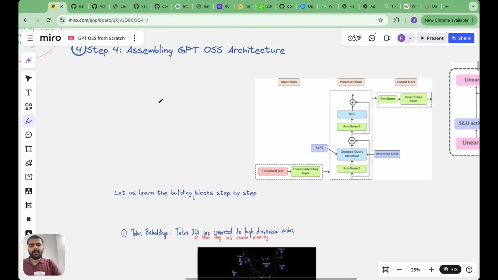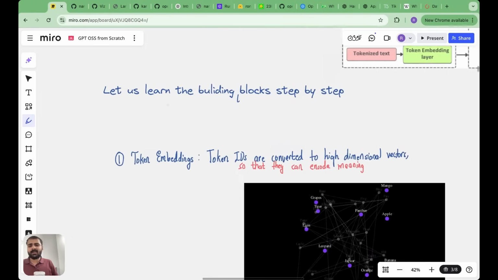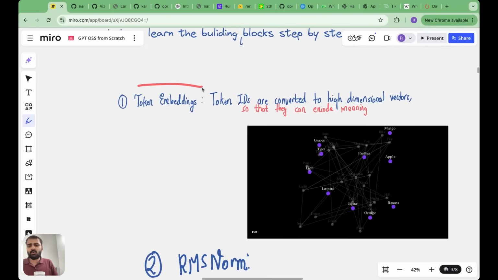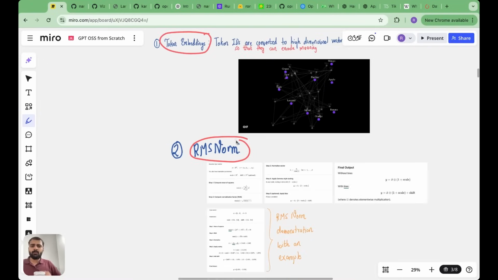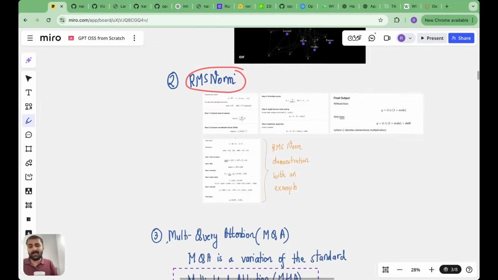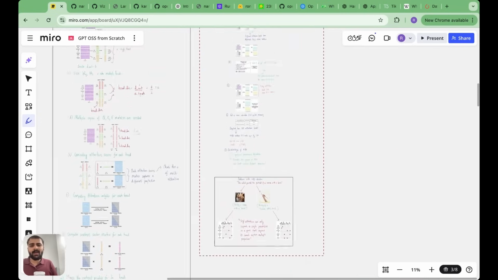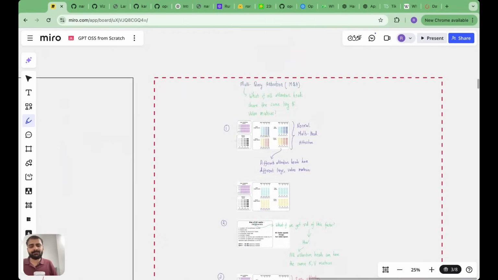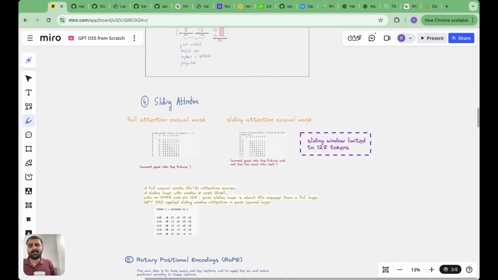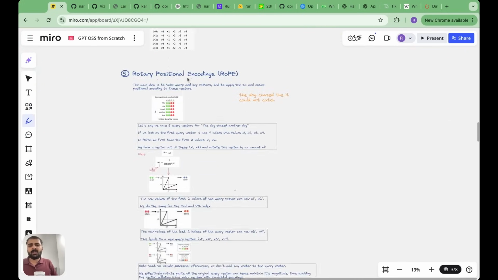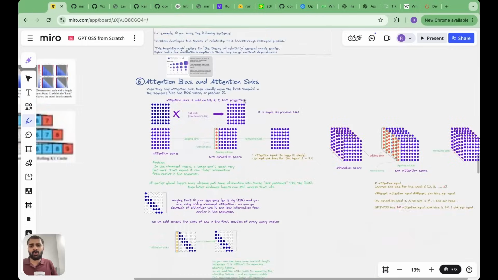So we are predominantly going to be talking about the following things in the GPT OSS architecture. First is token embeddings. Second is normalization, which is also called RMS Norm. Third is multi-query attention and grouped query attention. Then we are going to see sliding attention. That's the fourth thing. Fifth is rotary positional encodings or RoPE.